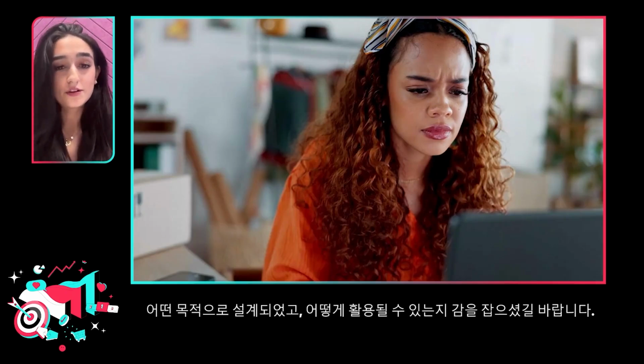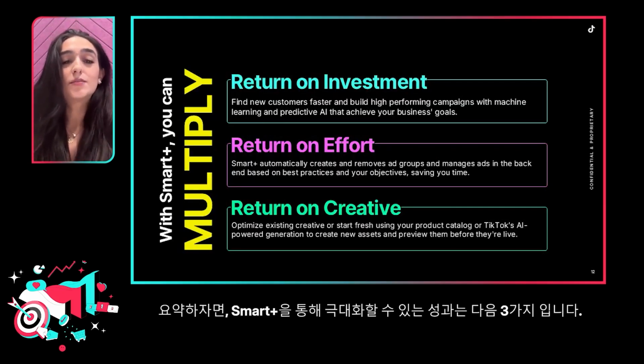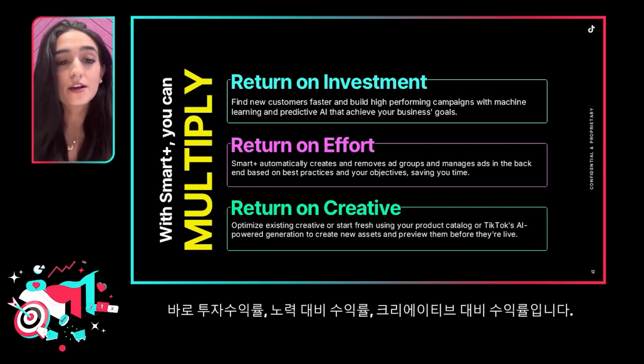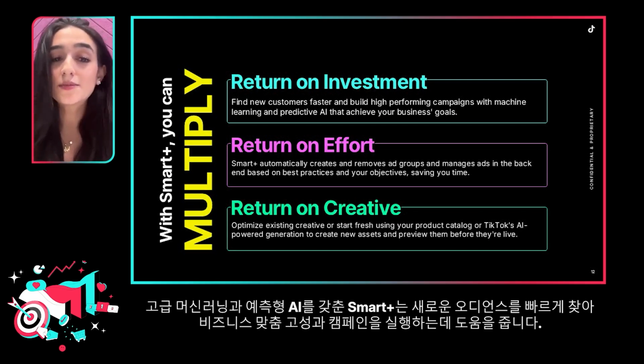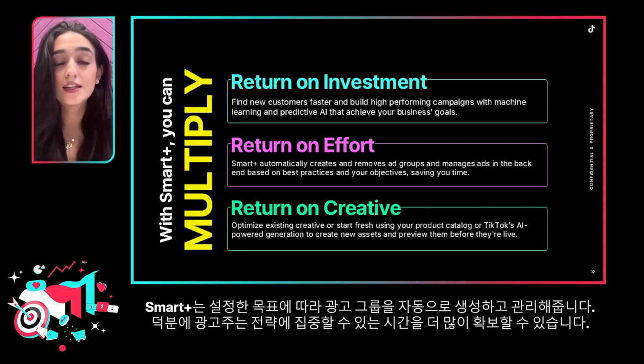Hopefully that gave you a good overview of what this tool was designed to do and how it can fit into your marketing strategy. To summarize, Smart Plus allows you to multiply three key things: return on investment, return on effort, and return on creative. With advanced machine learning and predictive AI, Smart Plus helps you discover new customers faster and launch high-performing campaigns that are tailored to your business goals. It intelligently creates and retires ad groups, managing your campaigns behind the scenes on best practices and your unique objectives, freeing up your time to really focus on strategy.